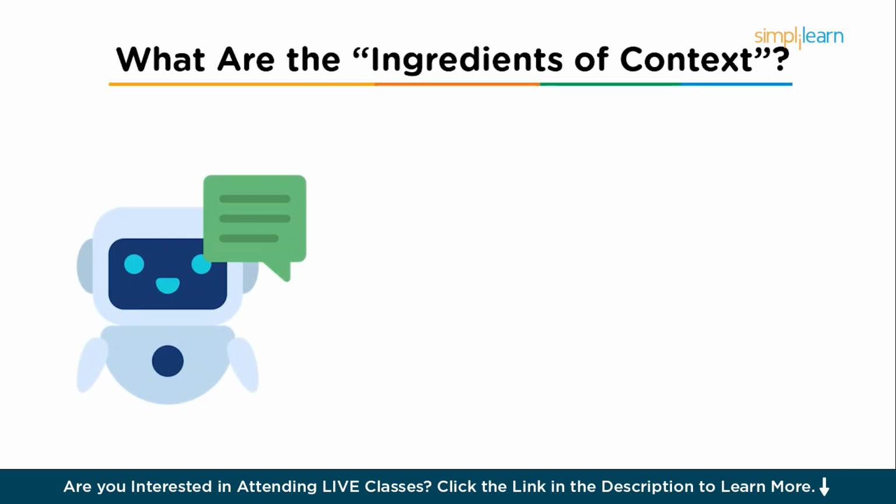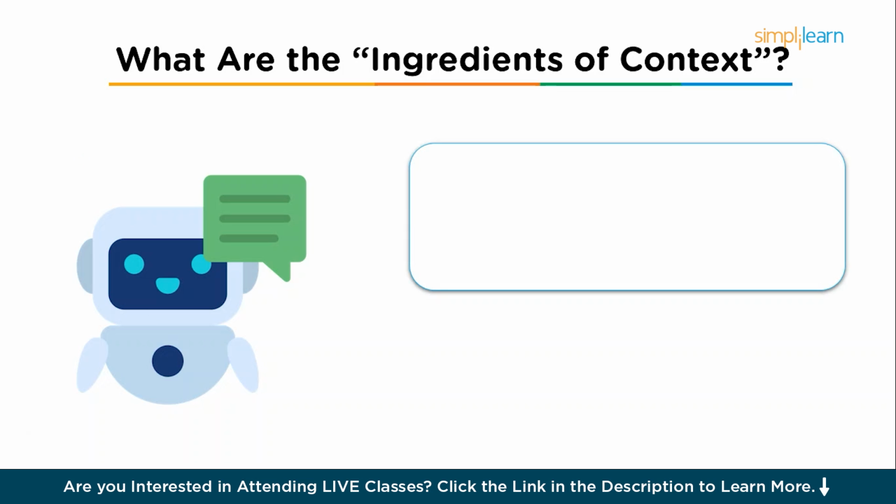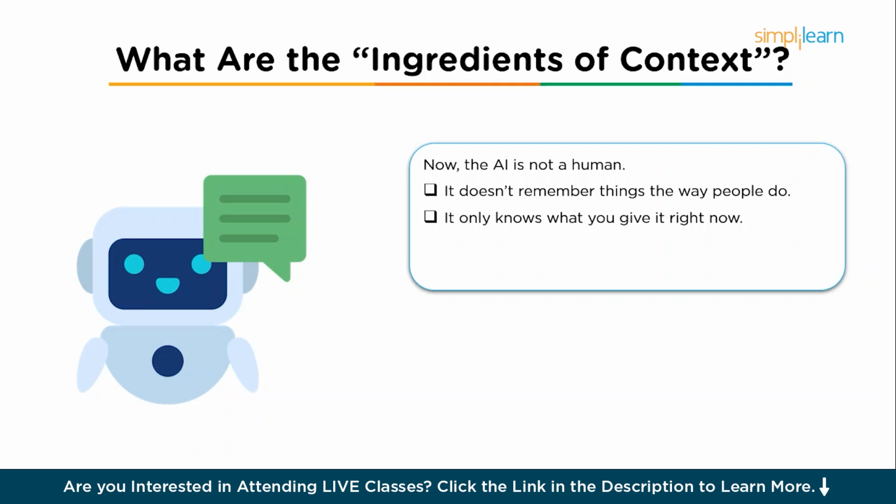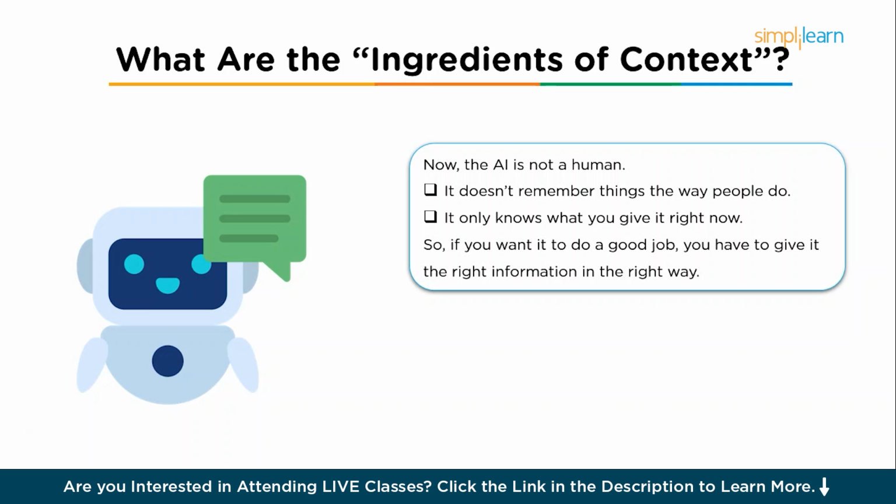Imagine you're giving an AI assistant a task. Now, the AI is not human. It doesn't understand things the way people do. It only knows what you give it right now. So if you want it to do a good job, you have to give the right information in the right way. That set of information you give the AI, that's what we call context.